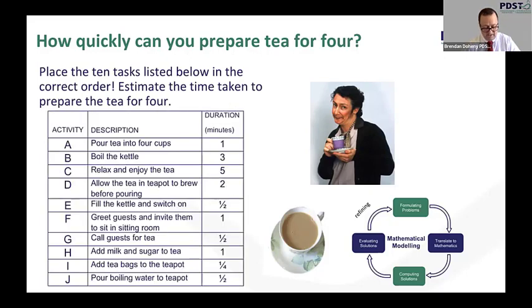However, the students would have to agree on the order of the tasks. We might also ask them to estimate the time taken to prepare tea for these 4 guests. This could be very useful when analysing the final solution later on.